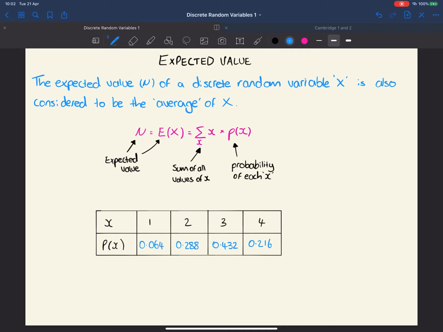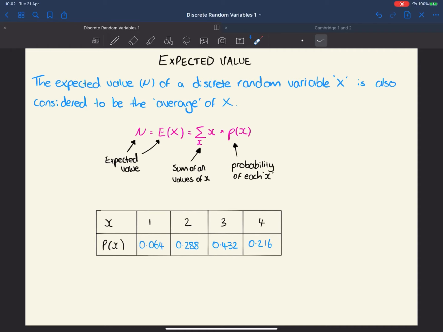The expected value is kind of like the average of that variable. So if you were to play that game of rolling a dice and trying to land on a 6 over a long period of time, the expected value would give you the value that you'd expect to get on average over a period of time. And we can use this formula here in pink to calculate the expected value of a discrete random variable.